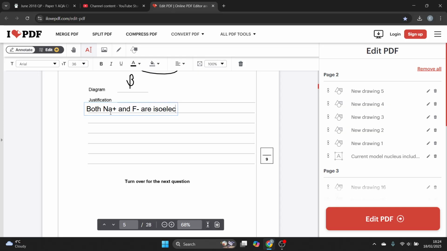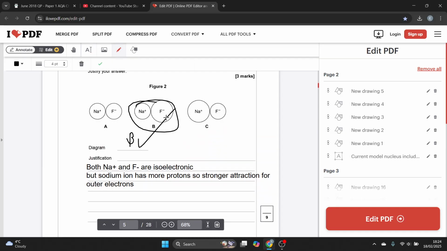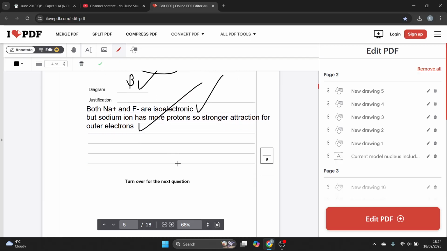Or isoelectronic, same electron configuration. But the idea that sodium ion has more protons, so stronger attraction for outer electrons. And how many marks is this part worth? 3. So the diagram, that's 1 mark. Then both Na+ and F- are isoelectronic, they both have the same electron arrangement, but the sodium ion has more protons, so stronger attraction for outer electrons.